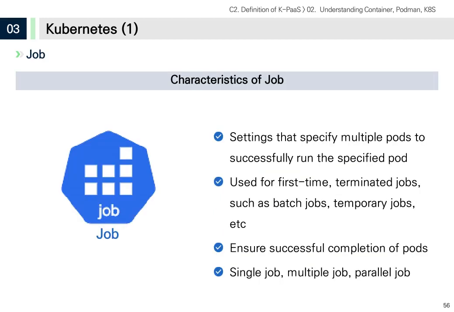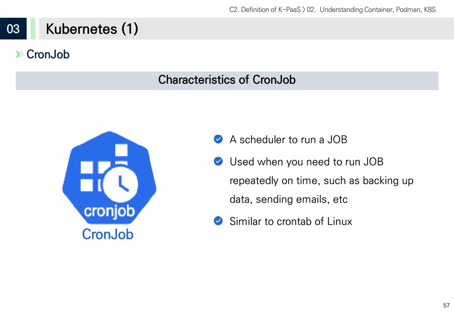Next, we'll talk about jobs, which are responsible for specifying multiple pods to catch and setting them up for successful execution. Jobs are characterized by their use in batch jobs, ad hoc jobs, and other jobs that run once and end. It guarantees the successful completion of the caught pods and can be categorized into single job, multiple jobs, and parallel jobs. A cron job works as a scheduler to execute a job. It's used when you need to run a job repeatedly at a set time, such as backing up data or sending emails, and can be thought of as similar to crontab in Linux.